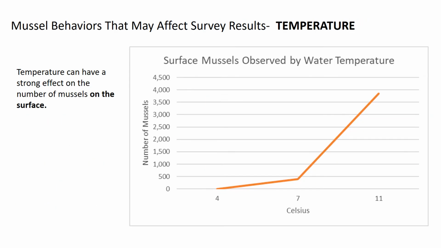Water temperature can have a large influence on the number of mussels that you see on the surface. Here in Idaho, we have anchor ice in the streams over the winter, so the mussels have to bury to get away from the ice. This graph is from the springtime when we began looking for mussels, and at 4 centigrade we were looking in a reach where we knew there were mussels, but we just didn't see any. By 7 centigrade, all of a sudden we started to see some mussels, and by 11 centigrade we started to see a lot of mussels. So the proportion of mussels on the surface can be heavily regulated by water temperature.